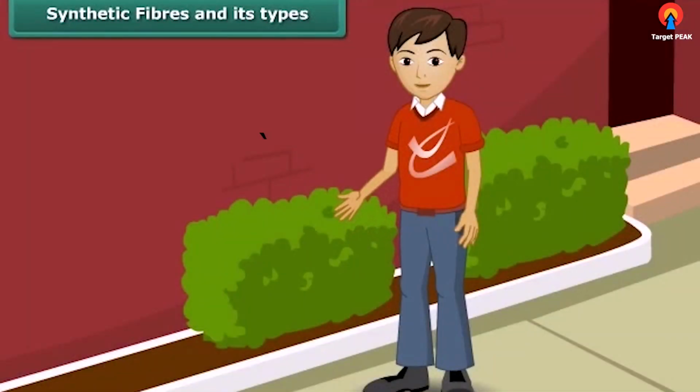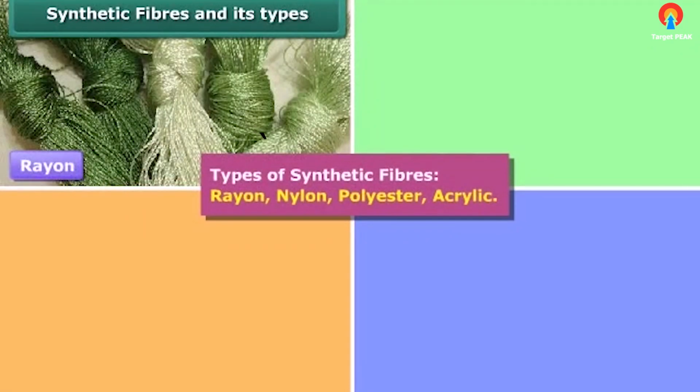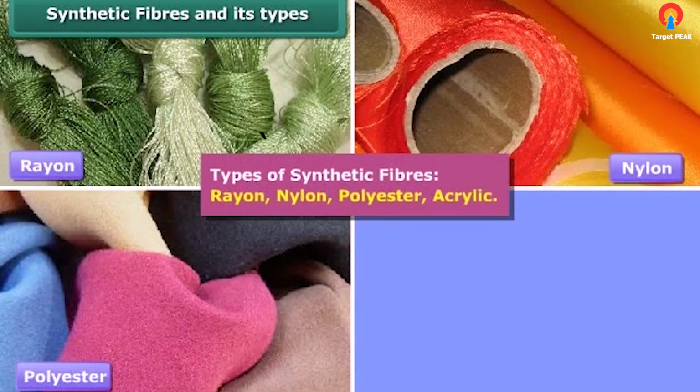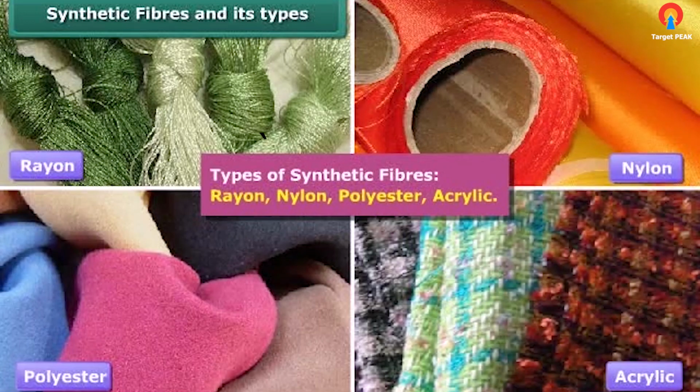Can you recall the various types of synthetic fibers which you use in your everyday life? Depending upon the types of chemicals used for manufacturing synthetic fibers, they are classified as Rayon, Nylon, Polyester, and Acrylic.